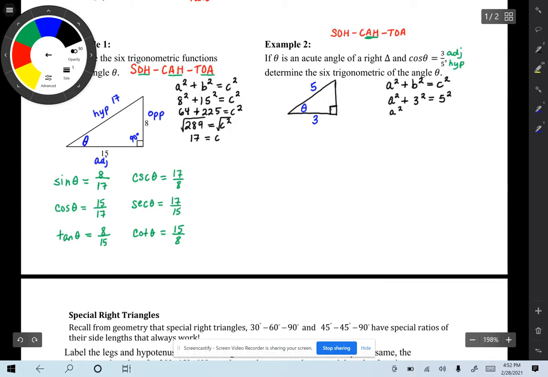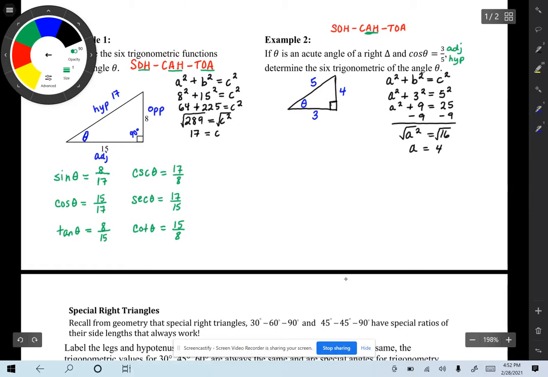So a squared plus 3 times 3 is 9. 5 times 5 is 25. Subtract 9. A squared equals 16. And then take the square root of A squared, which is A. Square root of 16 is 4. So this happens to be 4. And now you can list your 6 trig. You can evaluate the 6 trigonometric functions.